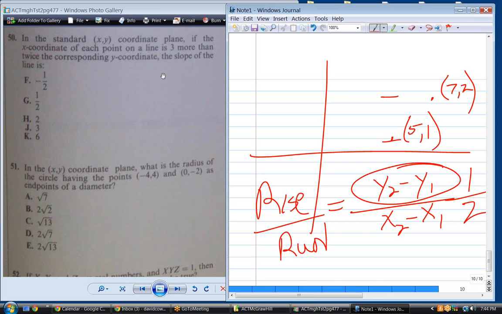And I think that that's the only way to do it, the way I did it. I think you actually have to figure out 2 points and then figure out the slope between those 2 points. It's not clear to me at all that the slope is 1/2 from that. The fact that it's 3 more than twice, that doesn't translate to a 1/2 slope for me. But it allows me to figure out a point and then another point. And then I can figure out the slope between those 2 points.